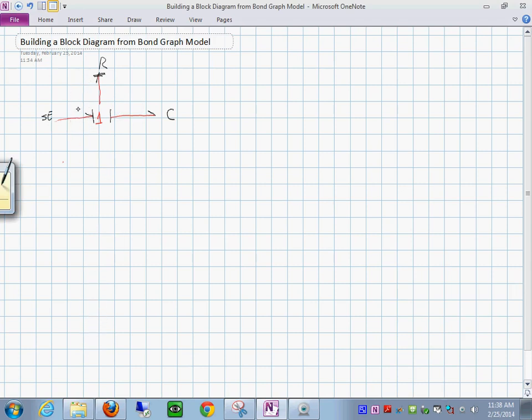What I would suggest is that the very first thing we do is we number these bonds so that we can refer to them. So the next step, what I would like to do is put the efforts and the flows in both of each one of the bonds. So why don't we say procedure here? I'm just going to write it down. Procedure. All right. One would be, I would say, label bonds.